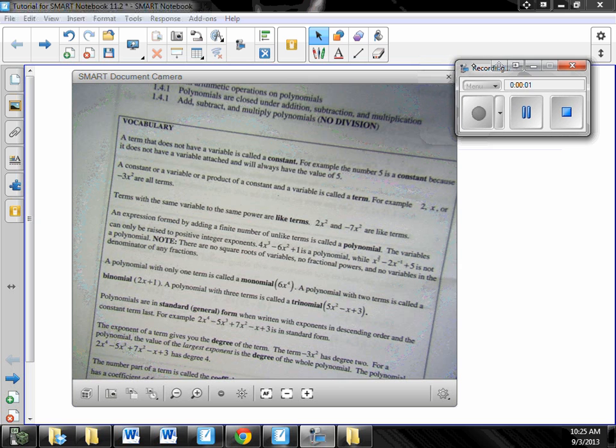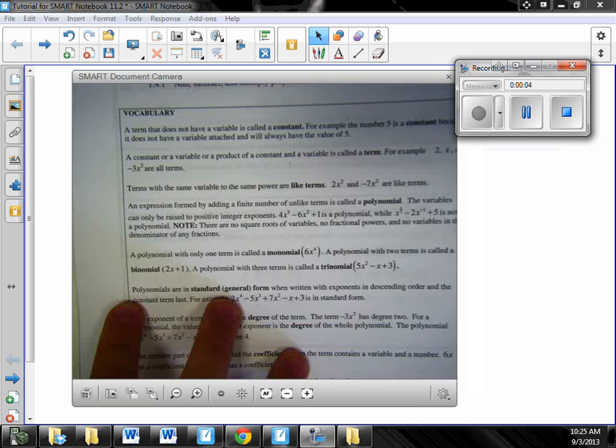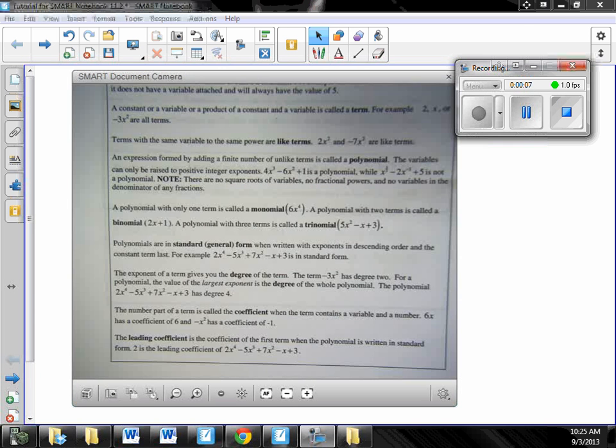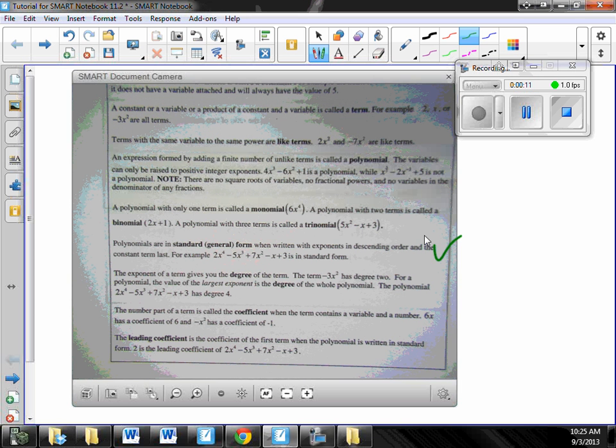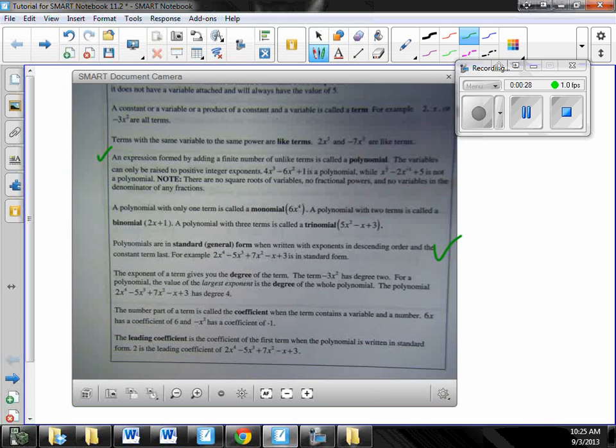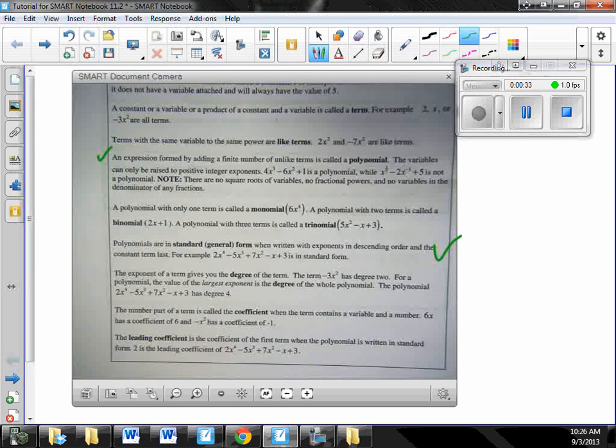On page 20 in your book, there are some definitions regarding polynomials. Let's go above that, sorry. Right up here, an expression formed by adding a finite number of unlike terms is called a polynomial. The variables can only be raised to a positive integer exponent. So you see a couple examples.